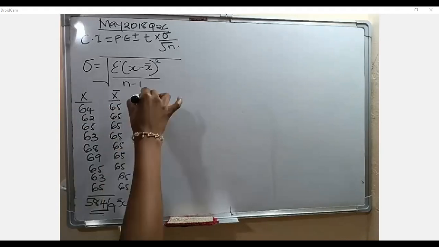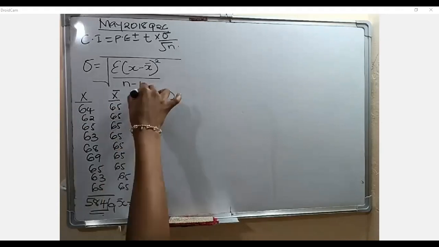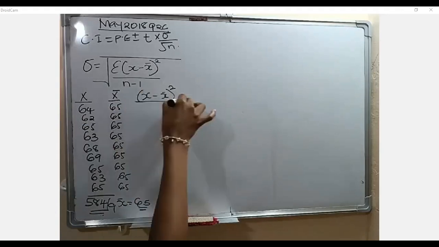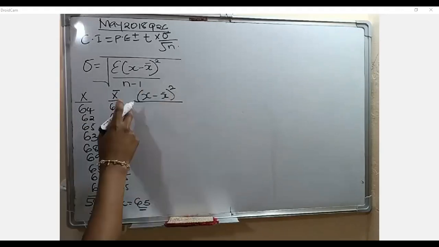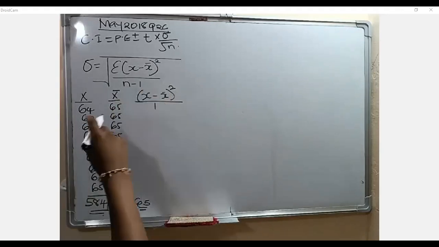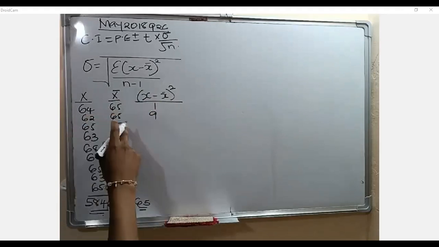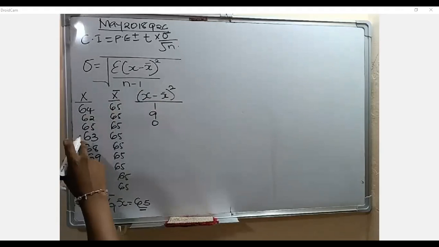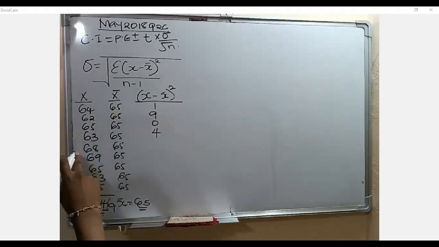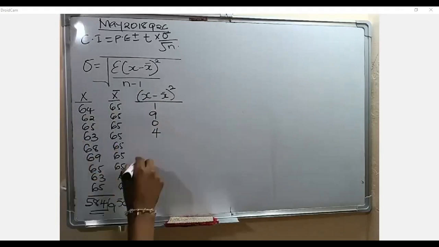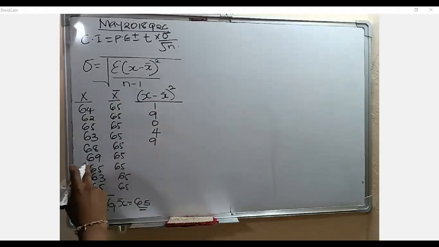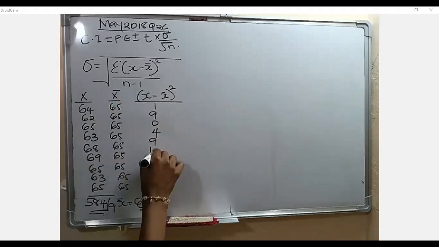So what about my x minus x bar squared? This is 1, squared is 1. This is how much? 3, 9. This is how much? 0. This is 2, 4. This is 3, 9. This one is how much? Is it 4? 16. This is 0. This is 2, 4. And this is 0.